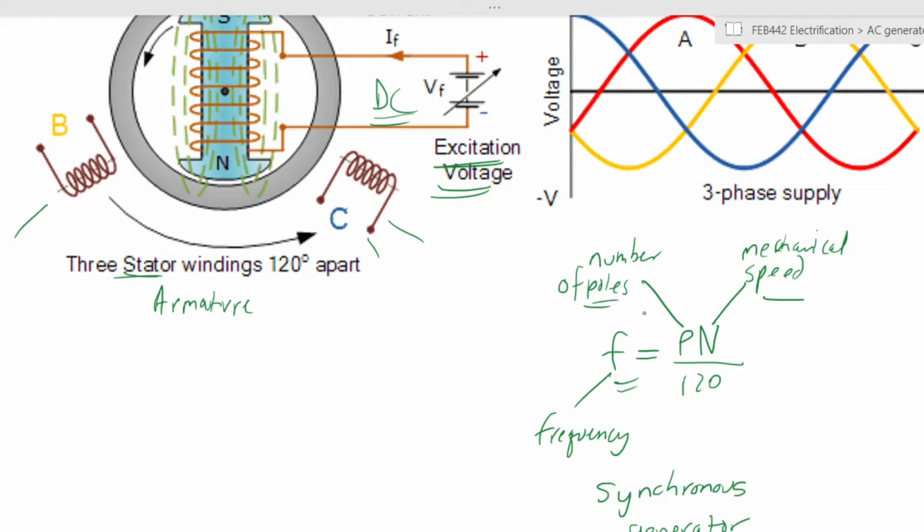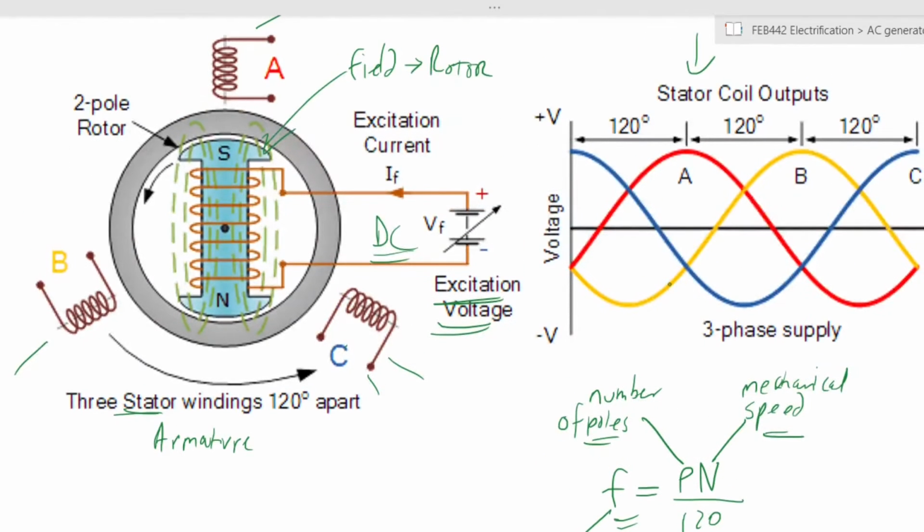The number of poles will not change during operation. Once you've constructed the machine, the number of poles is fixed. However, the mechanical speed can change depending on what you want. If you want to rotate it at 1500 RPM, you can do so. If you want it to be 400, you can do so. The frequency that you produce will match the mechanical speed of the machine, and therefore if you want to have a reliable frequency, you will need to maintain a reliable mechanical speed.